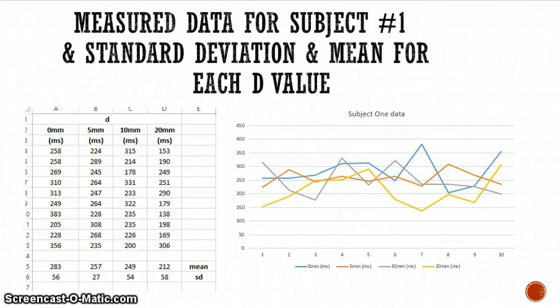My measured data for subject number 1 is on the left, and on the right I graphed it. For subject number 1 at 0 millimeters, my mean is 283, my standard deviation is 56. For D at 5 millimeters, my mean is 257, my standard deviation is 27. For D at 10 millimeters, my mean is 249, my standard deviation is 54. For D at 20 millimeters, my mean is 212, my standard deviation is 58.